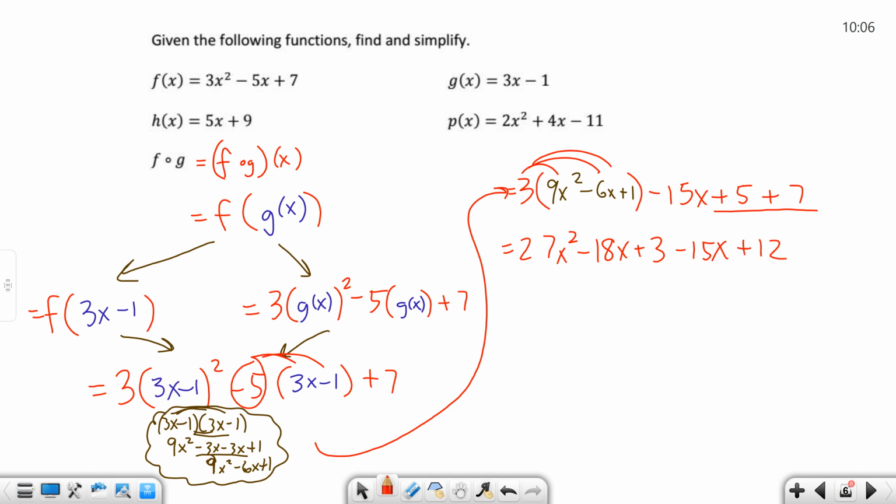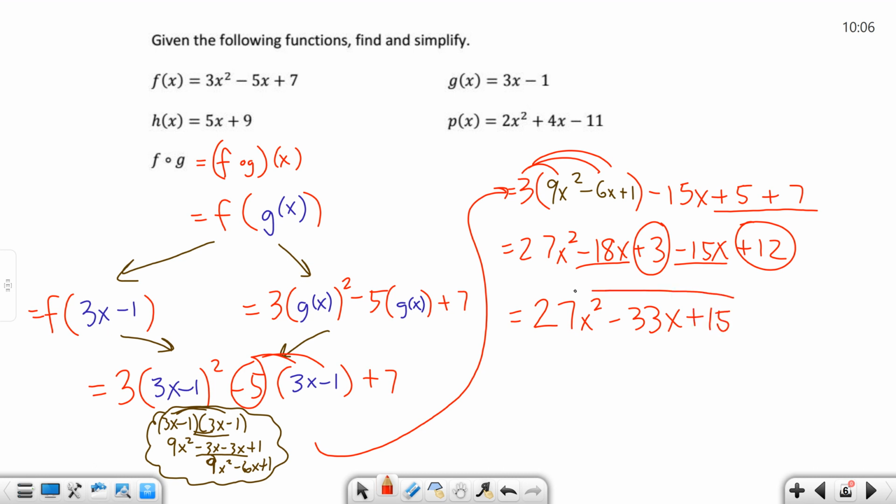Go ahead and put those together, right? This part's already simplified. Now combine it with that if it will. And those two terms combine. So now what else do I have? Well, I have negative 18x and negative 15x. So 27x squared has nothing that changes or goes with it. Then minus 33x. And then you have plus 3 and plus 12 is plus 15. So there is your final answer.